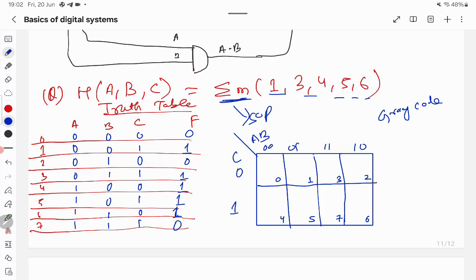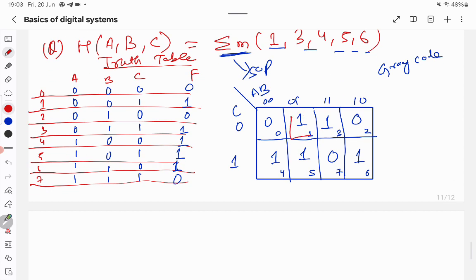Then you will write the function. This one is 0, this one is 1, 2 is 0, 3 is 1, be careful while writing this. 4 is 1, 5 is 1, 6 is also 1, 7 is 0. So how will you take the SOP? For SOP you have to consider this. And for this one, since in a K map they are connected from every side, they are connected from this side.